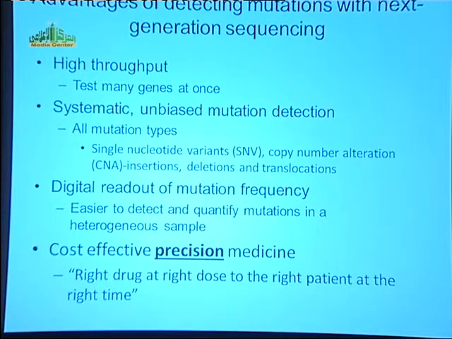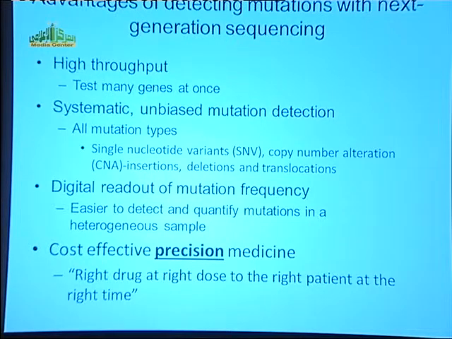There are many advantages for detecting mutations with next-generation sequencing, the first of which is the high throughput that is offered by these technologies. It allows you to test many genes at once, or indeed whole genomes or whole exomes. In terms of testing many genes at once, there are now many cancer panels available that are being used through different modalities of next-generation sequencing, and this probably offers the first opportunity to translate a lot of the findings from next-generation sequencing into a clinical or a diagnostic situation.